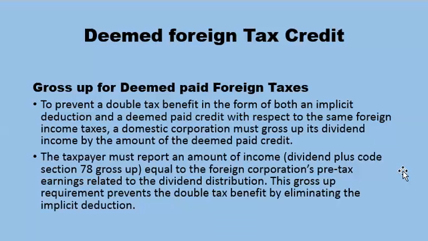Gross up for deemed paid foreign taxes. To prevent a double tax benefit in the form of both an implicit deduction and a deemed paid credit with respect to the same foreign income taxes, a domestic corporation must gross up its dividend income by the amount of the deemed paid credit. The taxpayer must report an amount of income, dividend plus Code Section 78 gross up, equal to the foreign corporation's pre-tax earnings related to the dividend distribution. This gross up requirement prevents the double tax benefit by eliminating the implicit deduction.